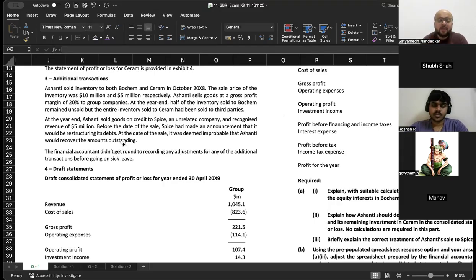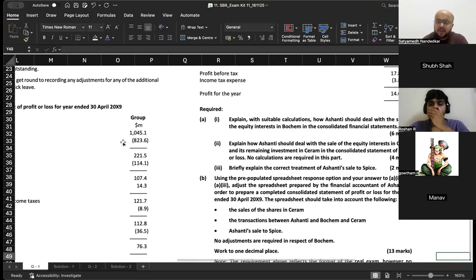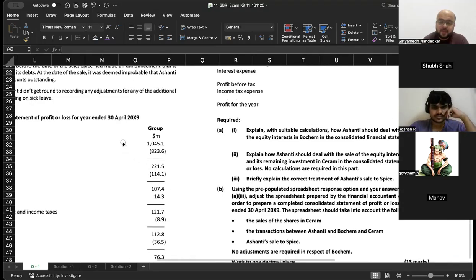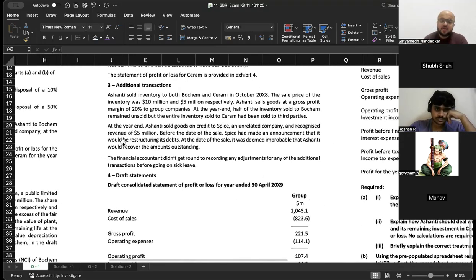Now, there is one more part. Briefly explain the correct treatment of Ashanti's sale to Spice. Ashanti sold inventory to Bokem and Serum in October 2008. The sale price of the inventory was 10 million and 5 million respectively. Ashanti sells goods at a gross profit margin of 20% to group companies. At the year end, half of the inventory sold to Bokem remained unsold, but the entire inventory sold to Serum had been sold to third parties.